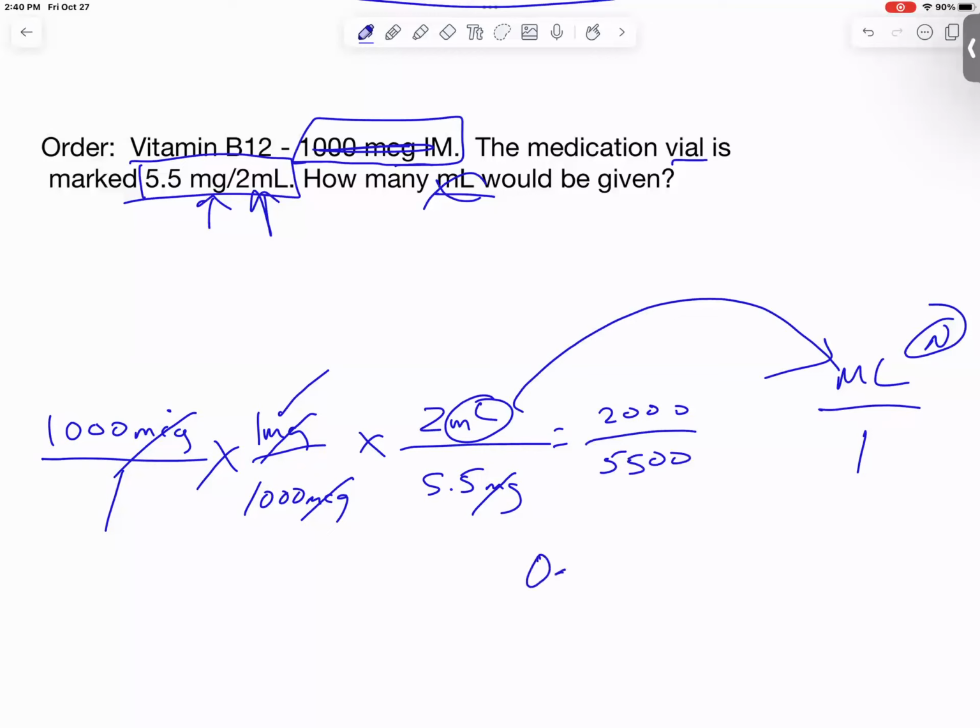It gives me 0.363636. But less than 1, I round to the hundredths place, which is 2 places to the right of the decimal. So I look immediately to the right. It is not 5 or greater. So I do not round up. So my answer is 0.36 milliliters.